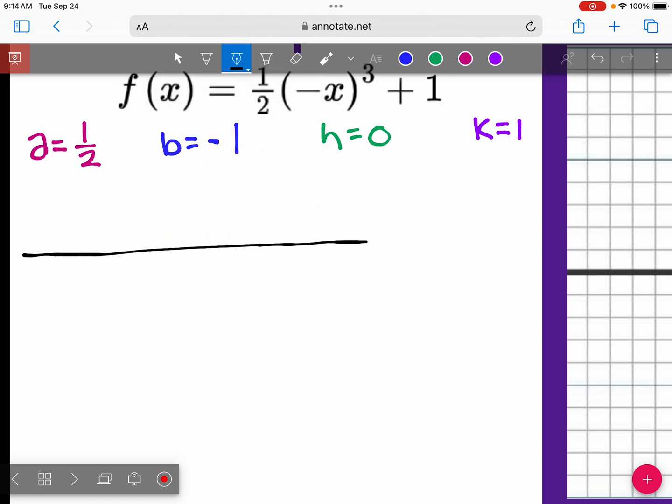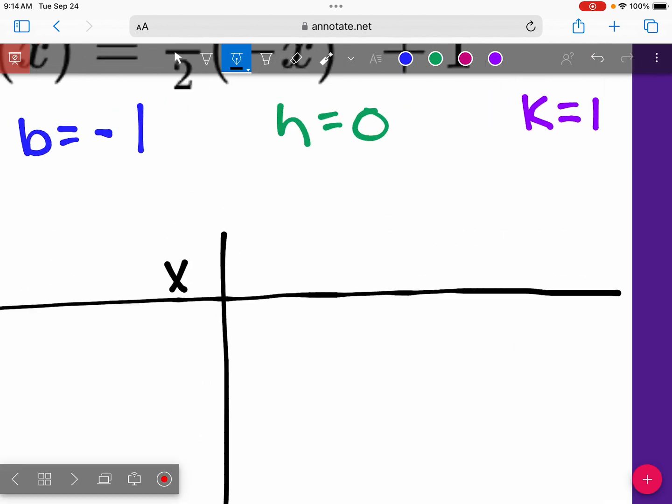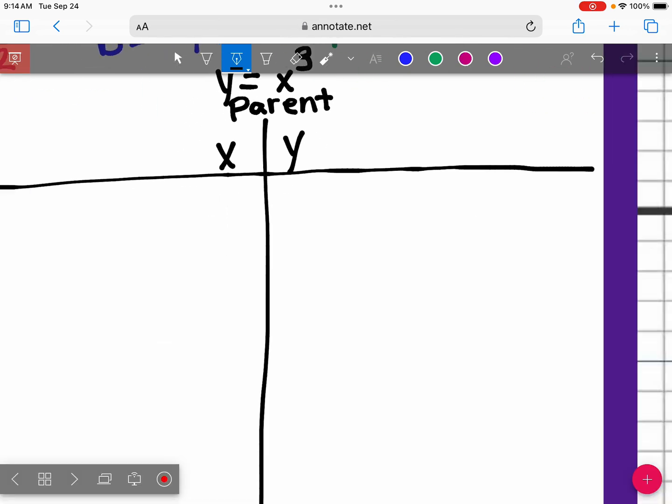So this time we're working with a cube, so we're going to have a new parent function. So my x and y in the middle of my parent function, that's my y equals the basicest of basic, no a, no h, no k, no b, just x cubed. This is my parent. We use that to figure out everything else. So it's really important that we pay attention to that parent function.